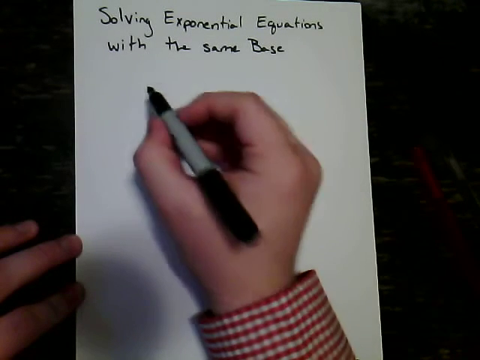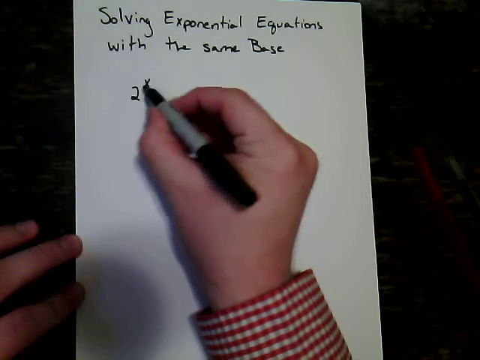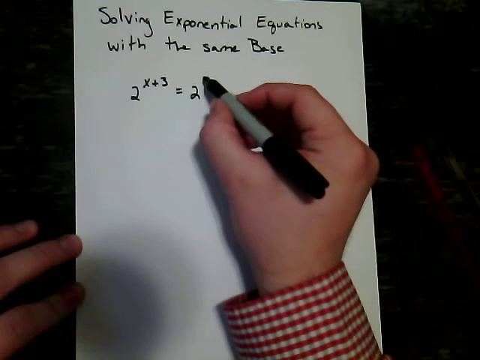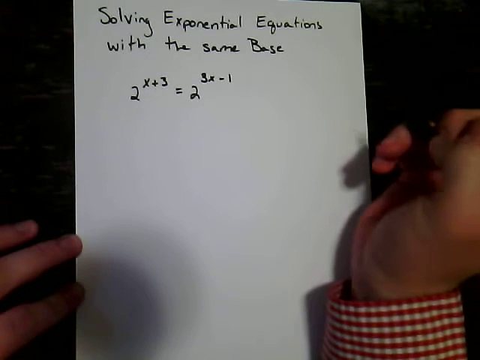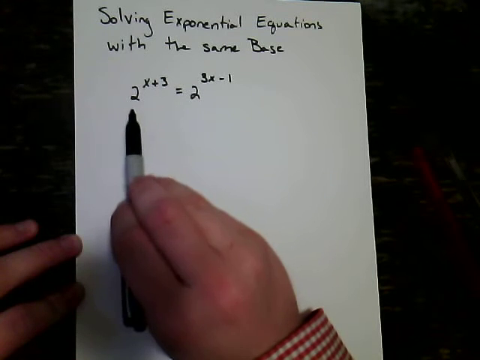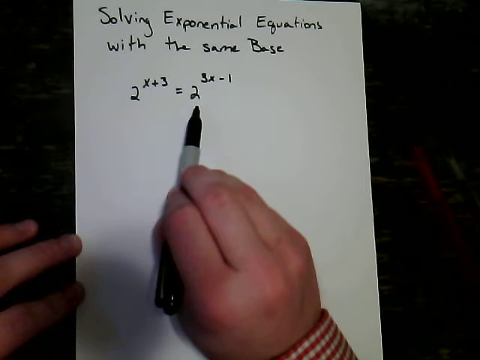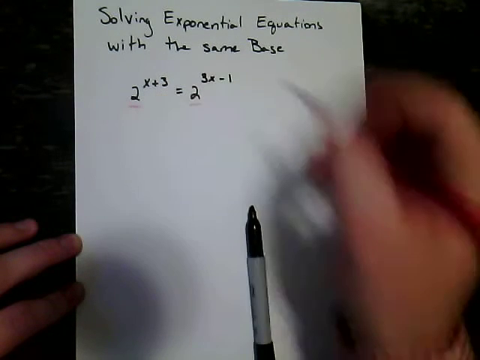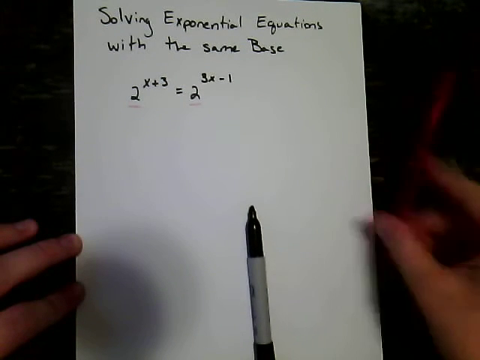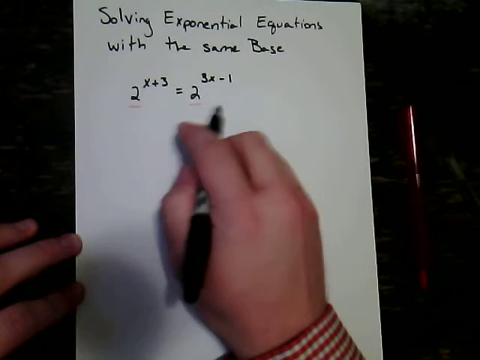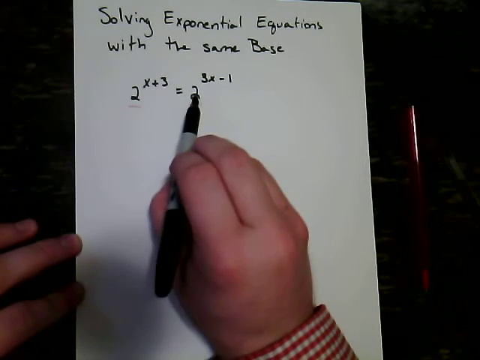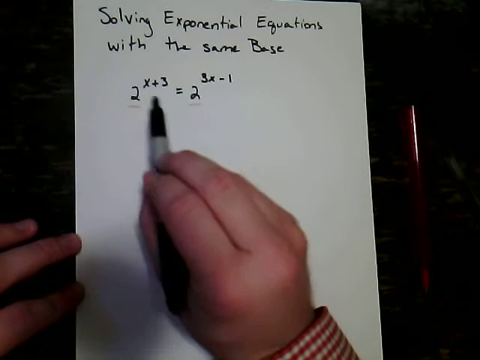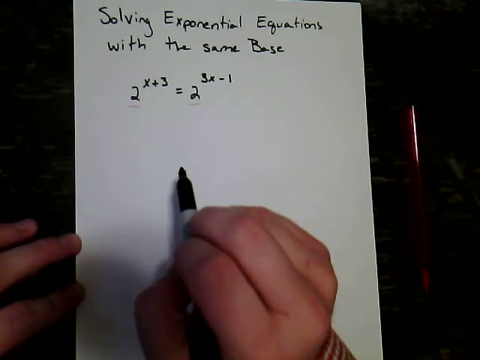All right, so if we have an exponential equation that looks like this, 2 raised to the x plus 3 equals 2 raised to the 3x minus 1, we can see that these two exponents have the same base. Okay, we've got base 2 over here, we've got base 2 over here. So in order for these two expressions to be equivalent, our bases are good, those are the same, and then our exponents have to be the same. Okay, so the way that we can make those exponents the same is set them equal to each other.